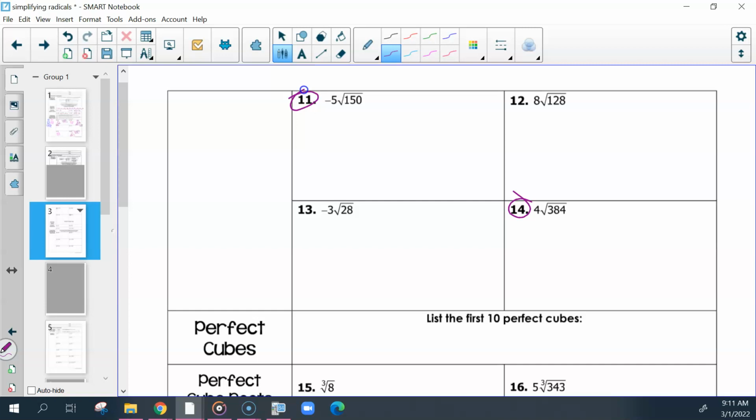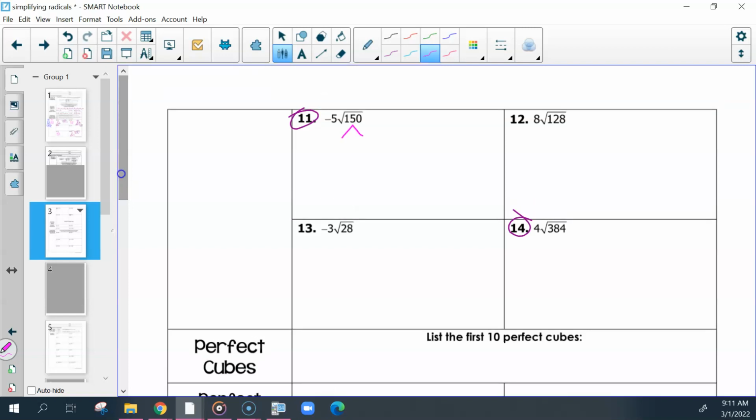For 11, let's do this using the shorter method. I changed my mind because 384 is a bigger number. Let's do this one using the longer method and we'll do 14 using the shorter method. Give me 2 factors of 150. 15 and 10. Okay, and then 2 factors of 15. 5 and 3. 2 factors of 10. 2 and 5. Do we have a pair? Yes. Of what? 5 and 5.